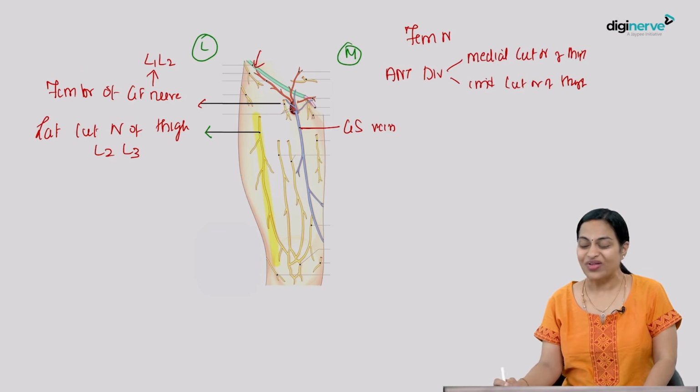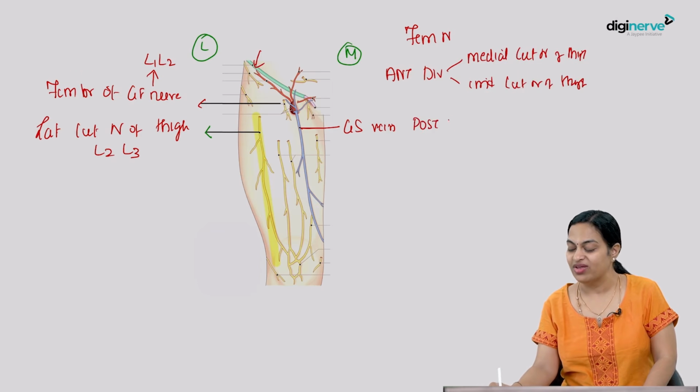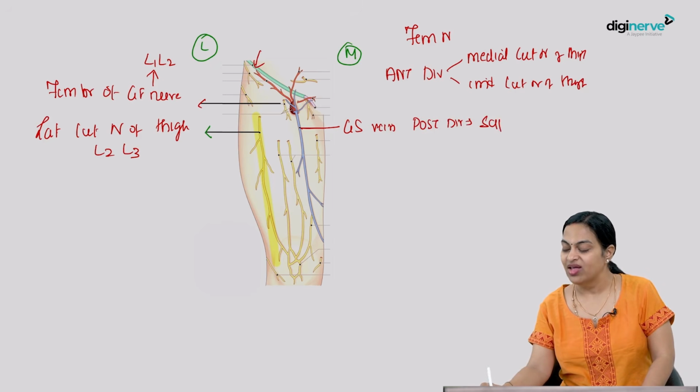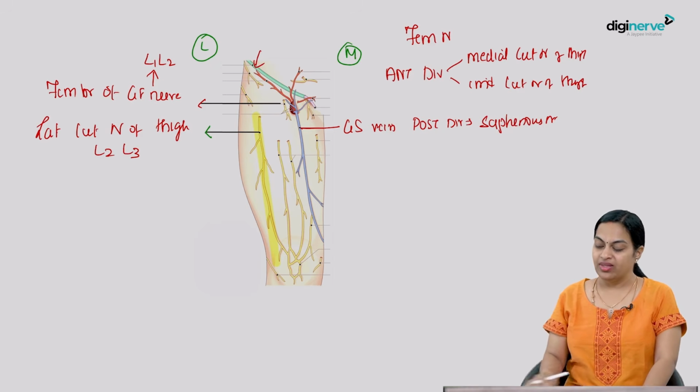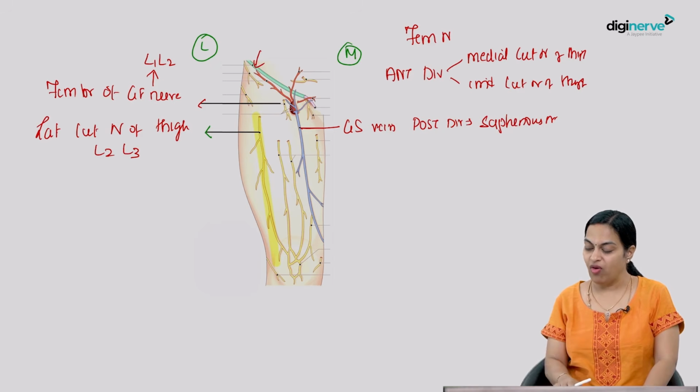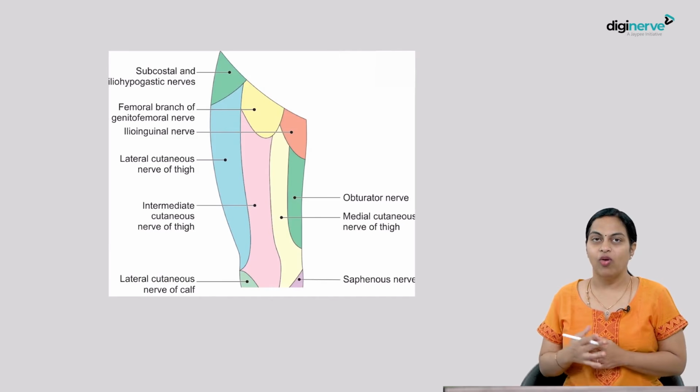One more, the longest cutaneous nerve in the body, but coming from the posterior division of the femoral nerve. Yes, very good. The saphenous nerve. Now, coming to one important applied anatomy about this.